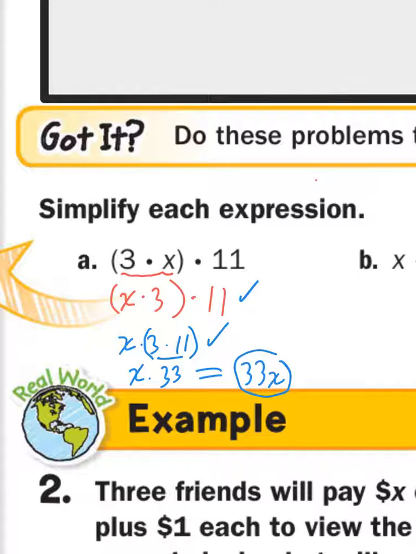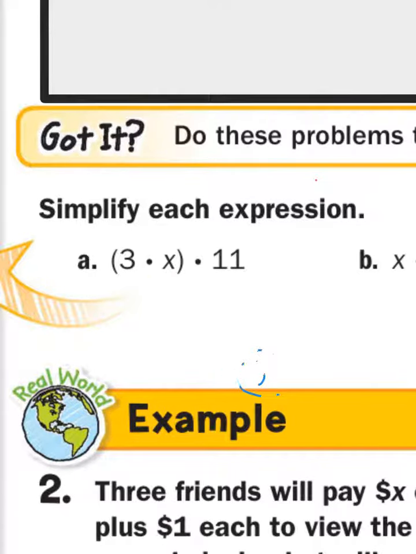Now, just so you know, in reality, you probably wouldn't go through all those steps. You'll know that you can multiply them in any order you want, so you'll really just do the 3 times the 11, which is 33, and 33 times x is 33x. So you don't have to go through all those steps that I just did. Now, let's take a look at problem B.